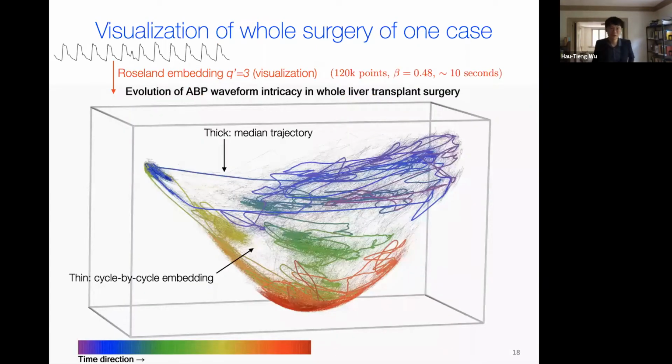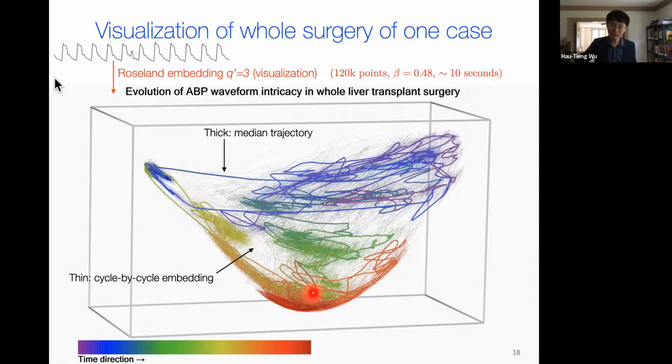And this is a visualization of the whole surgery of one case. Remember the original motivation is liver transplant. You start from the arterial blood pressure signal. And now we run the Roseland embedding into 3-dimensional space for visualization purposes. We have 120K points and beta is 0.48. It finishes in about 10 seconds. And this is the embedding.